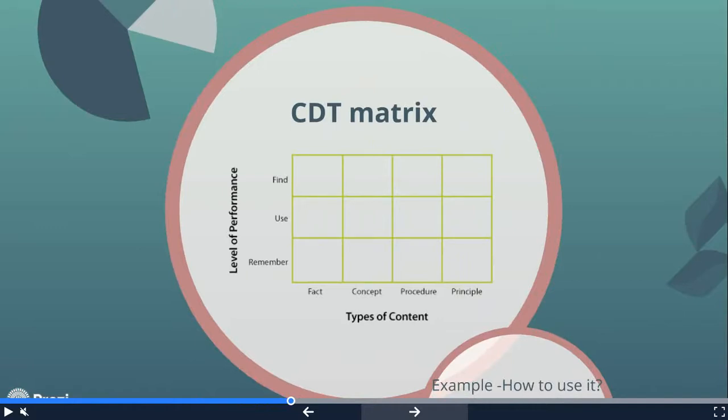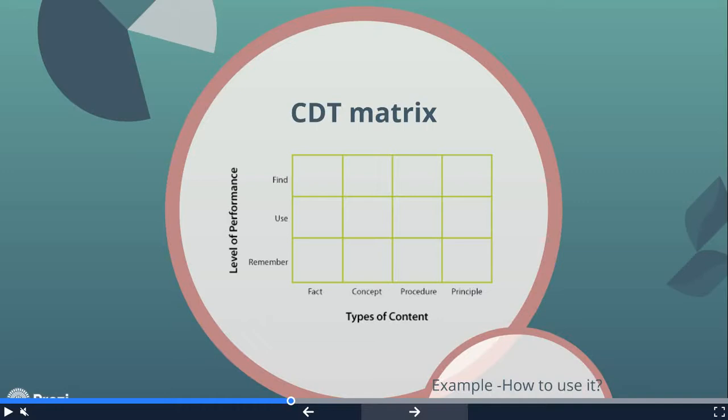Merrill then visualizes these two dimensions into a content performance matrix as shown below. Instructional designers can fill in each cell of this matrix to specify learning objectives and test items. As you can see, the matrix consists of the levels of performance and the types of content. The performance columns consist of remember, use, and find.